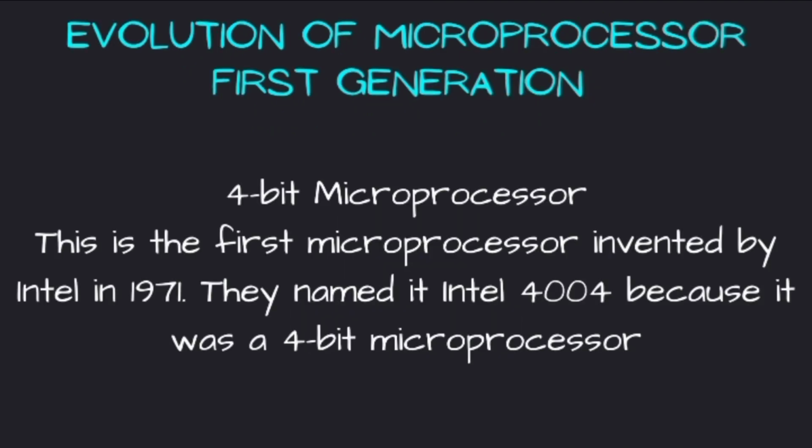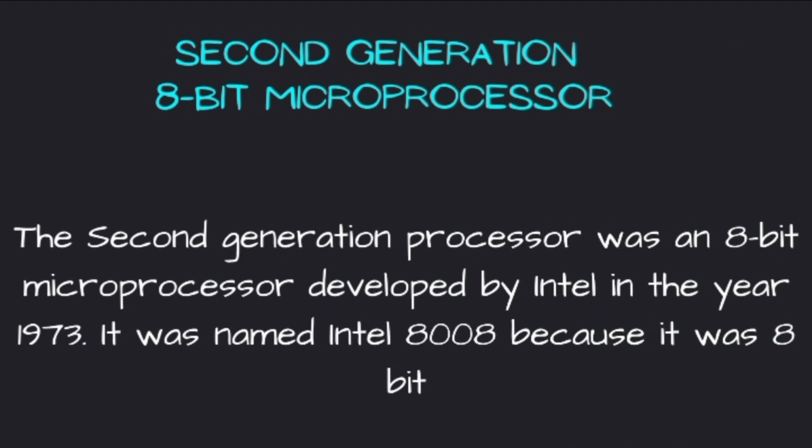The next one is the types and generations list of the microprocessors. The first generation is a 4-bit microprocessor, which means it contains 4 bits, so the 4004 is a 4-bit microprocessor. Then the second generation was an 8-bit microprocessor. 8-bit means it has 8 bits, so it is called the 8008.